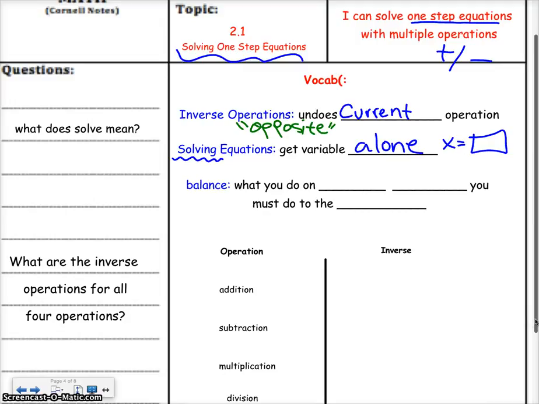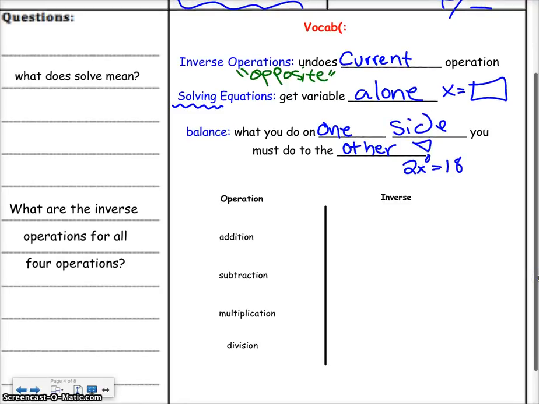And you need to know what balance is all about. So what you do on one side of the equal sign, you must do to the other side. And when I say that, if I had something like this, it's a nice easy one. Many of us can do this mentally in our head.